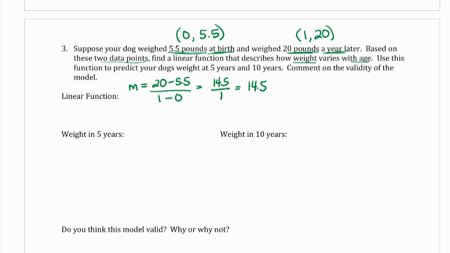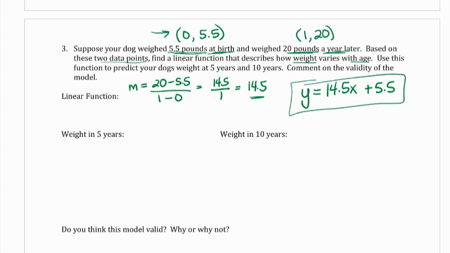Then we can use our same point slope form to come up with our equation. This one's even easier. This right here would be our starting value, right? Because at birth was our starting weight. So now that I know my slope, I can just write my function: y equals 14.5x, and then my starting value was the weight at birth, so plus 5.5. Right, that time we had to come up with the slope, but we already had the y-intercept. Okay, so we've got our linear function.